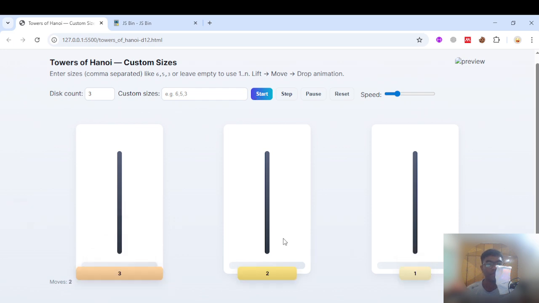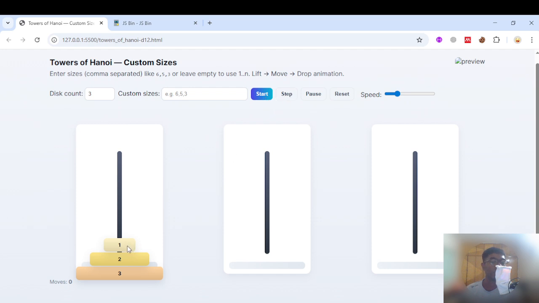So, and finally this one. So this way, all the three disks are moved from tower A to tower C. Like, firstly, we moved the top one from A to C, and I will reset. So I'll move in steps.